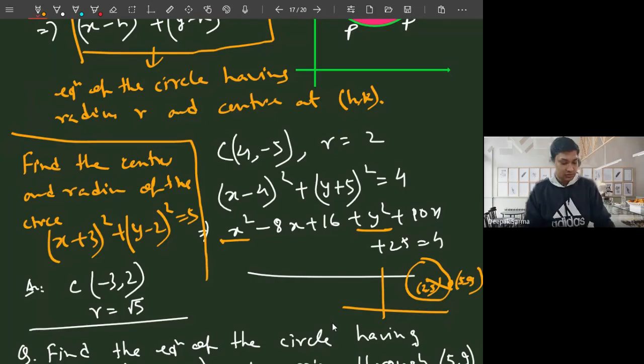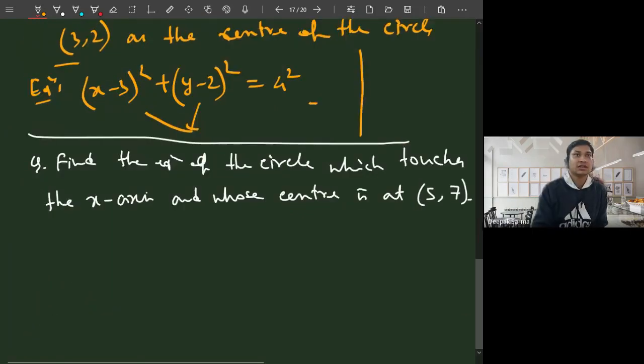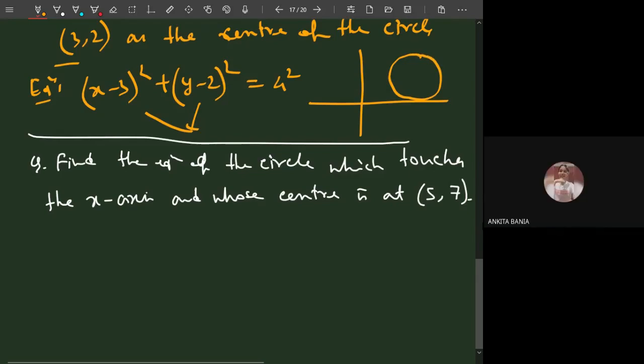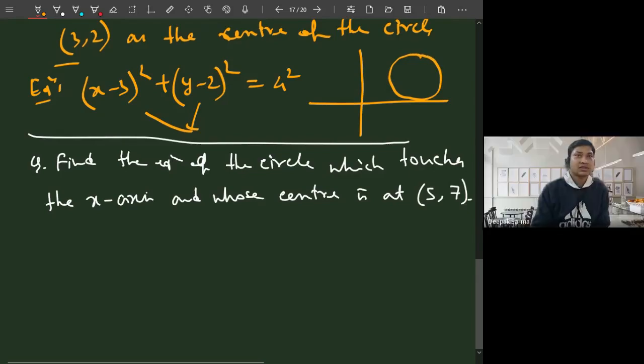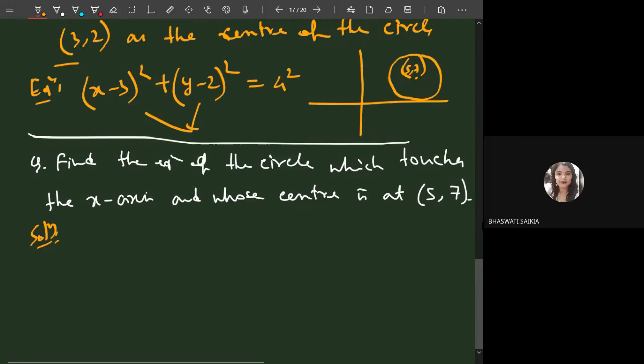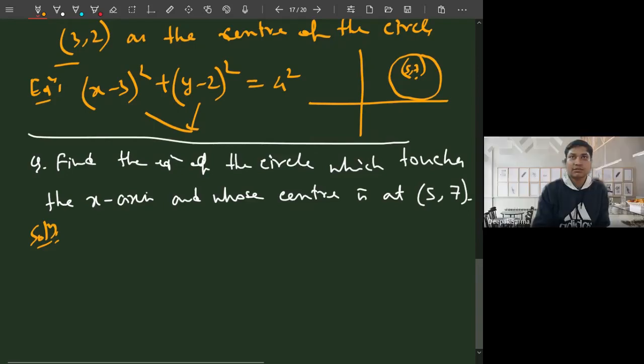Okay, now we consider another problem. What is given? The circle touches the x-axis, which means it will be something like this. What is the center? The center is given as (5, 7). Now the center is given. Can you find the radius or not? If you can find the radius, we are done. So the center is (5, 7), meaning this particular length is 5 and this particular length is 7. Radius is 7.